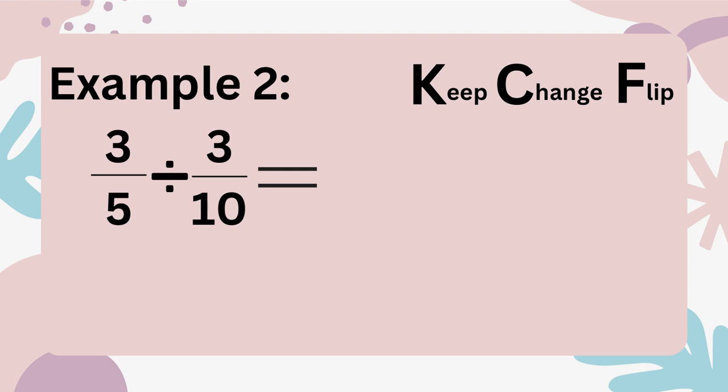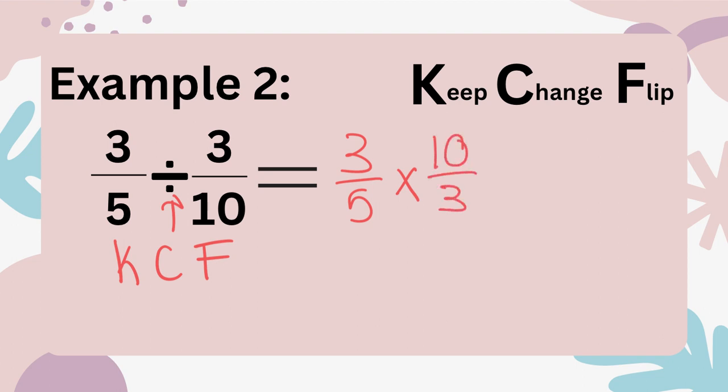So in this example, we have 3/5 divided by 3/10. So once again, we're going to do keep, change, flip. And remember, keep, change, flip is only when you are dividing fractions. So we keep the first fraction, 3/5. We change the division to multiplication. And then we flip the last fraction upside down. This is also called the reciprocal. 10/3.